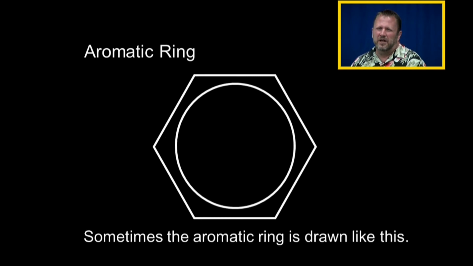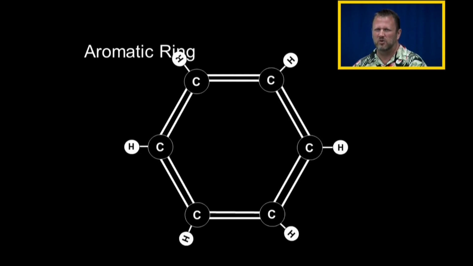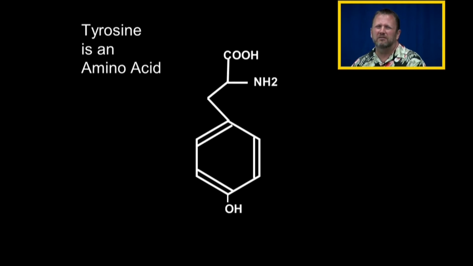All right? The aromatic rings will be drawn like this. I want you to recognize them when you see them. Okay? They don't draw them like this. They draw them like this. Aromatic rings are everywhere. Like tyrosine, an amino acid, we're going to make epinephrine, norepinephrine, and dopamine out of tyrosine. Right? It's an amino acid, so it's going to look like this, and this is the aromatic ring. There's the amino group, there's the acid group, there's the aromatic ring.